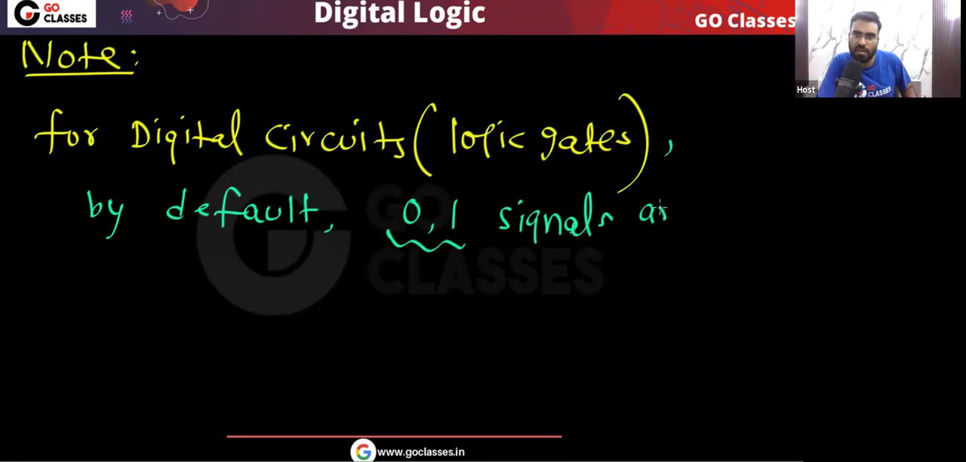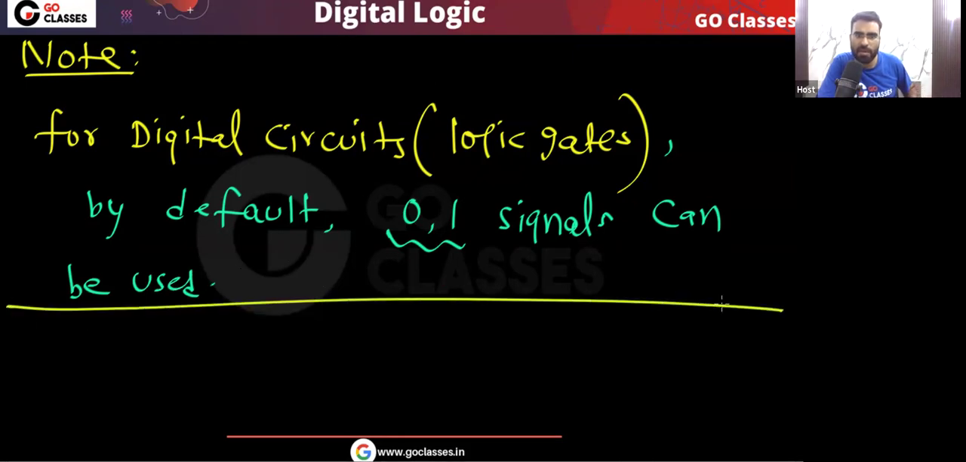These signals can be used by default. Is this clear? Because this is basically the low voltage signal, and this is the high voltage signal. By default, these signals can be used. Okay, is this clear? Please tell me.